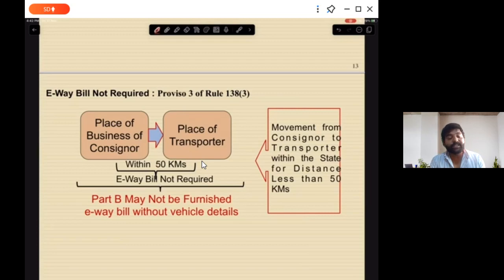Sir, what if it is more than 50 kilometer? Then I need to prepare two e-way bills. एक ई-वे बिल बनाना पड़ेगा मुझे यहां से लेके ट्रांसपोर्टर की प्लेस तक का, और एक ई-वे बिल बनाना पड़ेगा मुझे ट्रांसपोर्टर की प्लेस से डिलीवरी एड्रेस तक का। तो इसीलिए अगर 50 किलोमीटर से ज्यादा डिस्टेंस होता है तो मुझे दो ई-वे बिल बनाने पड़ जाएंगे। एक रहेगा from my place of business to transporter and another one will be from transporter to the delivery address.